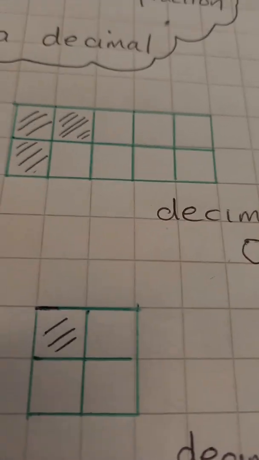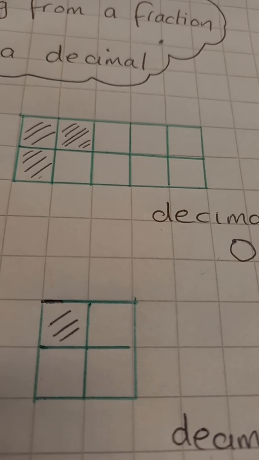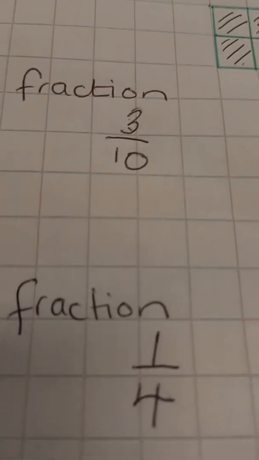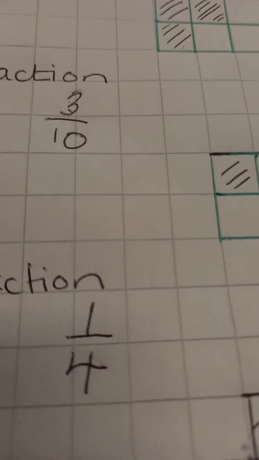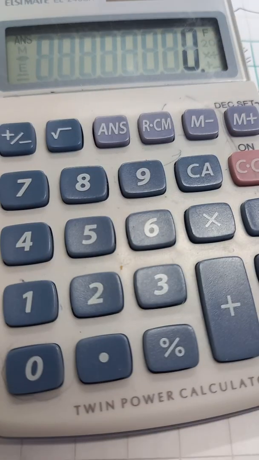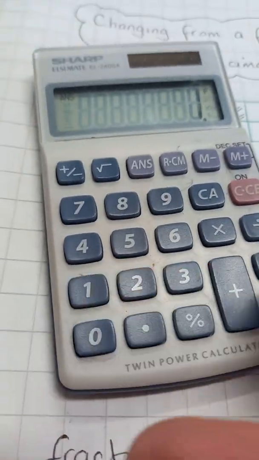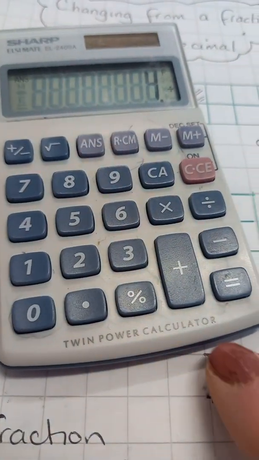So sometimes you don't always have 10 at the bottom. Look at this fraction here. You have 4 squares, 1 coloured in. And what fraction would that be? 1 over 4. How do we change that into a decimal? So what we do is we use a calculator and we go 1 divided by 4 is 0.25.